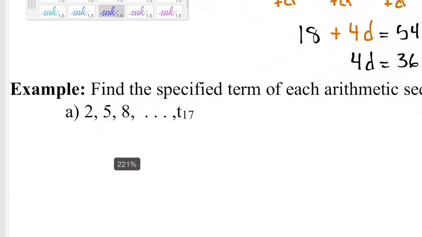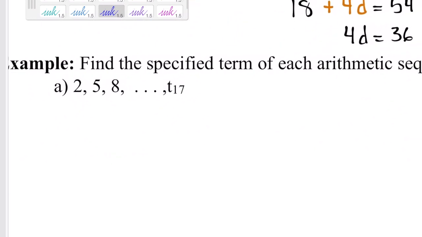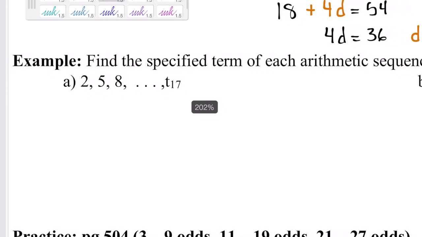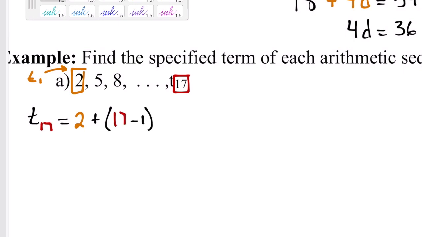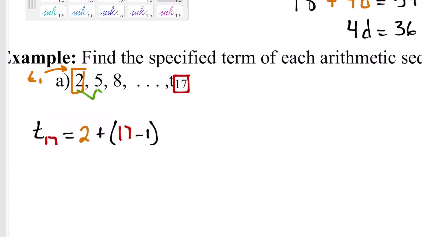So then the last two, they want us to find the specific term for each arithmetic sequence. So this one, they're wanting the 17th term. So we're using that same formula that we saw at the very beginning. So t sub 17, we need the first term, in this case is 2. That's our first term, so 2. And then plus, we're using 17 for our n since we're trying to find the 17th term.